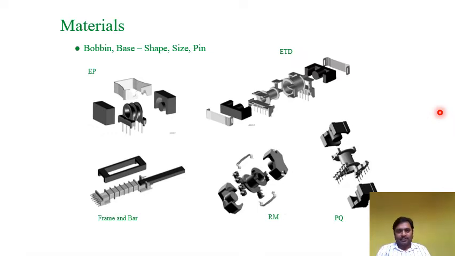The bobbin is a plastic material which is manufactured using UL grade plastics, and the flammability meets the insulation requirements of the components, and the winding is wound on the bobbin.